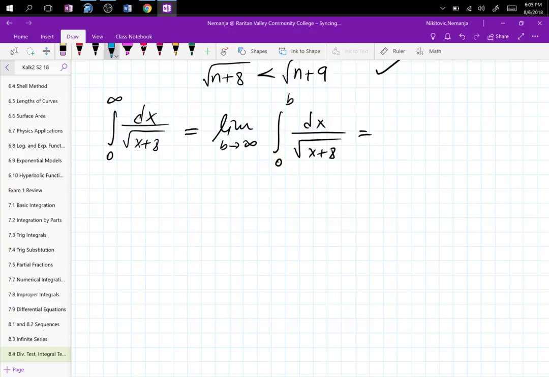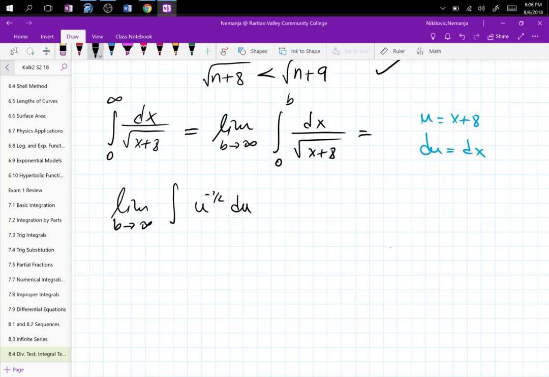U substitution, basic u-sub: u equals x plus 8, du equals dx, plug everything in. Limit as b goes to infinity of the integral. Guys, the limits will change, right? That 0 becomes 8 and b becomes b plus 8, but we can ignore it and then just go back to x values when we're done. This is going to be u to the negative 1/2 du.